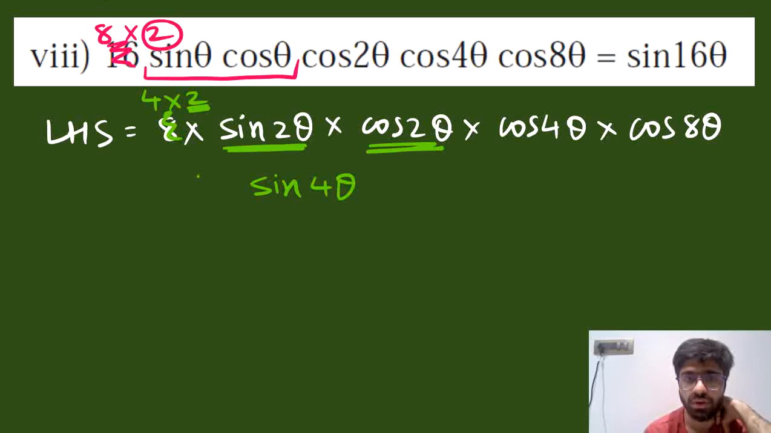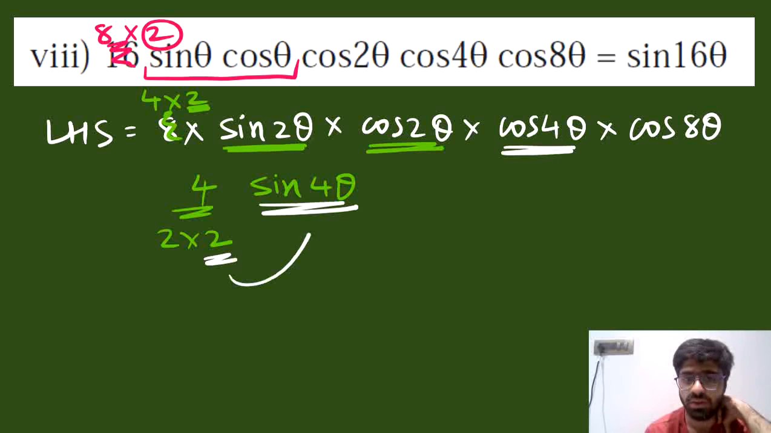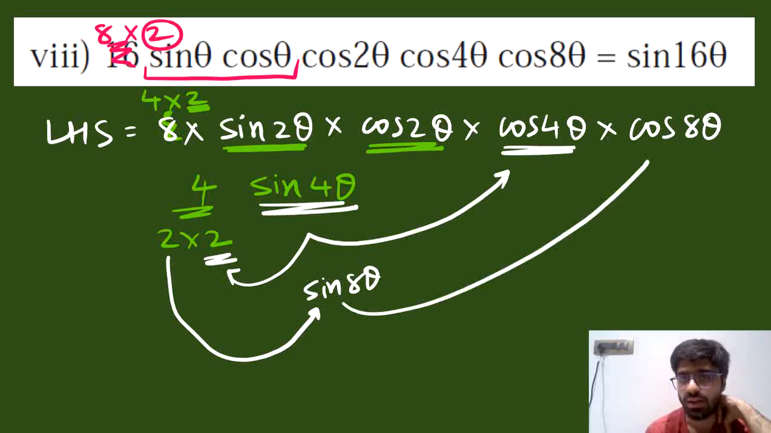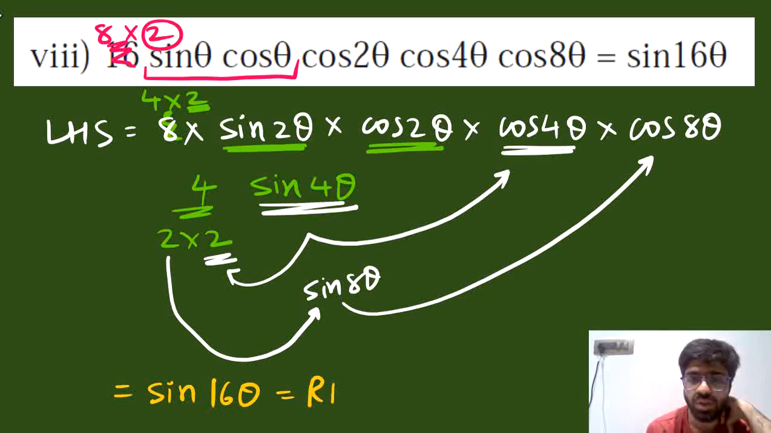You had a 4 here. Then consider that 4 again as 2 into 2. So then you can say that 2 sine 4 theta cos 4 theta. The 3 terms get combined, giving you sine 8 theta. And now you are left with 2 sine 8 theta into cos 8 theta. And the value for that entire expression would be sine of 16 theta. 2 sine 8 theta cos 8 theta, that is sine 16 theta, which is what you have on the right hand side, and that is how we are proving the 8th result.